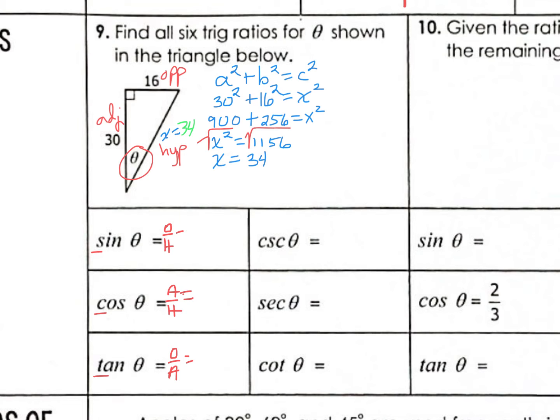All I have to do is write my numbers in there. So opposite is 16, hypotenuse is 34. So sine becomes 16 over 34, and of course we want to reduce that. 2 goes into 16 8 times, 2 goes into 34 17 times, so sine is 8 over 17. Then cosine, adjacent is 30 over the hypotenuse is 34, so I get 30 over 34. I want to reduce that. 2 goes into 30 15 times, and 2 goes into 34 17 times. So this equals 15 over 17.